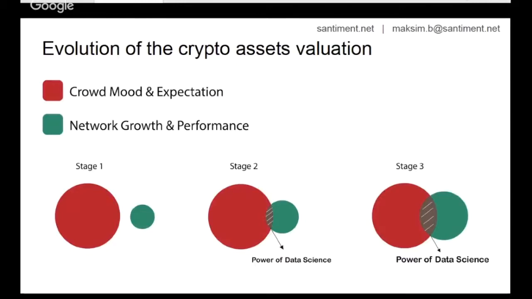And the more they interact with each other, it means the more time passes from the moment when the network has been launched, the more educated and not so esoteric calls you can make. And this is why we mostly see quite scientific approaches when people analyze Bitcoin or Ethereum. There are quite some metrics out there already, and the power of data science really kicks in.